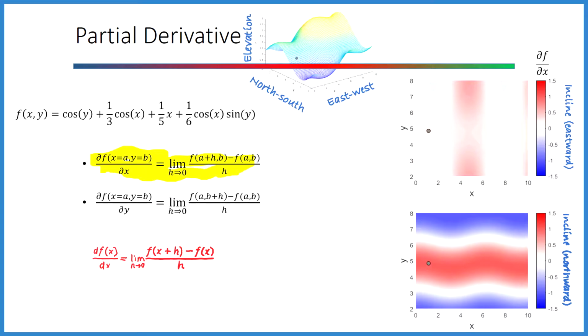First, let's note that the way that we've written our partial derivative so far, we're defining it at the point x equals a and y equals b. So let's do the same with our regular derivative. Now, if you look at that, it looks really similar.